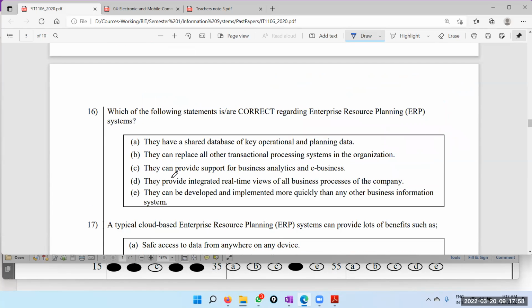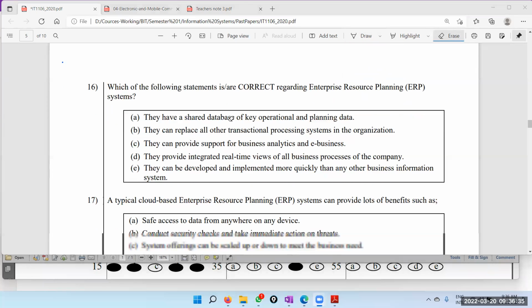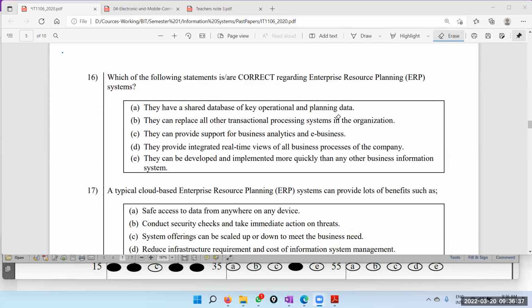16. Which of the following statements are correct regarding ERP systems? So enterprise resource planning systems are the systems that cover almost all the functionalities, or the majority of the functionalities: order processing, accounting, inventory management, customer relationship management, etc. So now let's read the question answers.